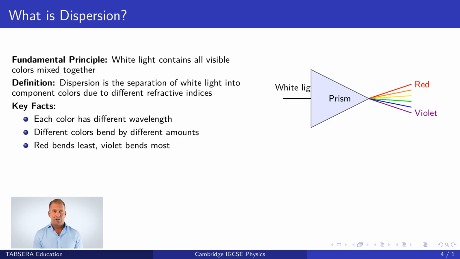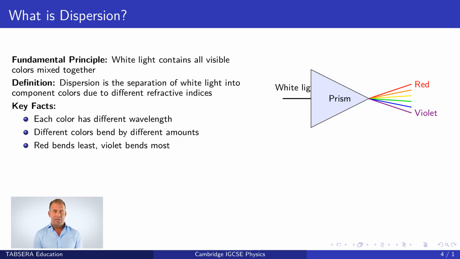Let's explore our first core concept. What is dispersion? The fundamental principle states that white light contains all visible colours mixed together. When we see white light from the sun or a lamp, it appears colourless, but actually contains red, orange, yellow, green, blue, indigo, and violet light combined.